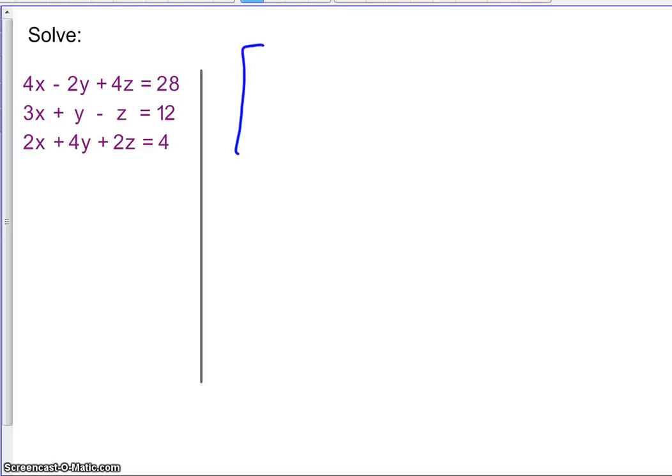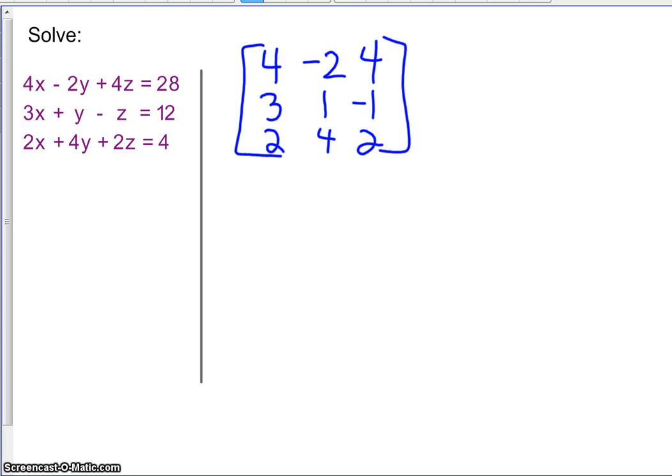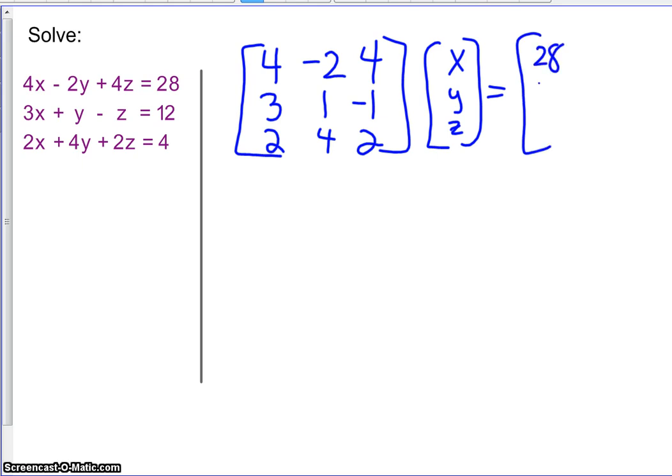So our first step is coefficients 4, -2, 4, 3, 1, -1, 2, 4, 2. I just had to really make sure I had all of my coefficients in order, the X's and the Y's and the Z's in their different columns. So I had to make sure I had my X's, Y's, and Z's all in order. And then my constants over here are 28, 12, and 4.